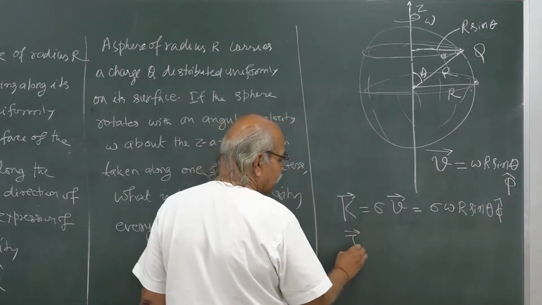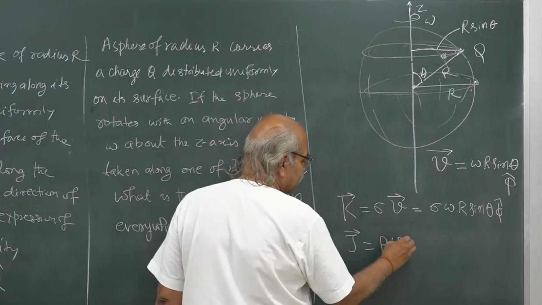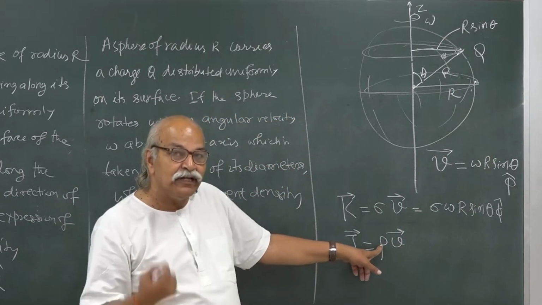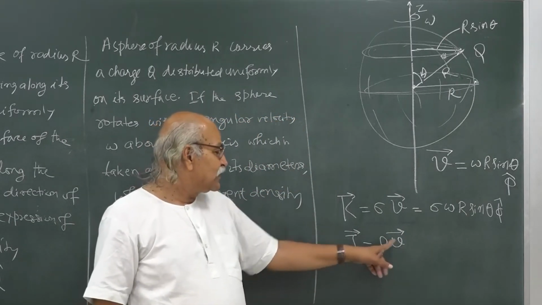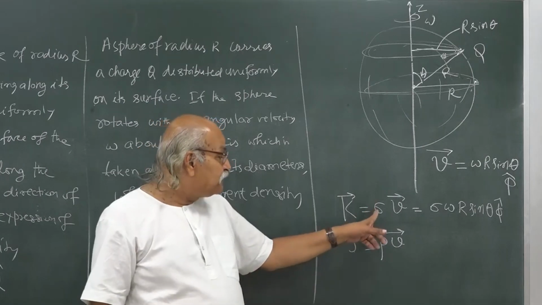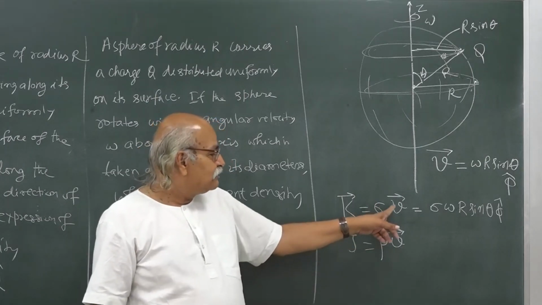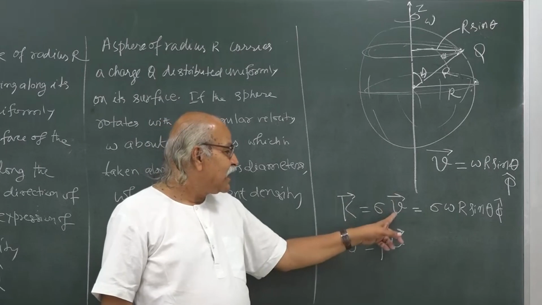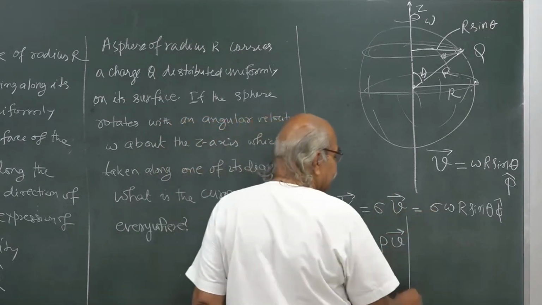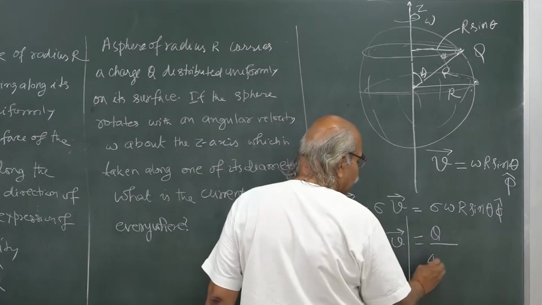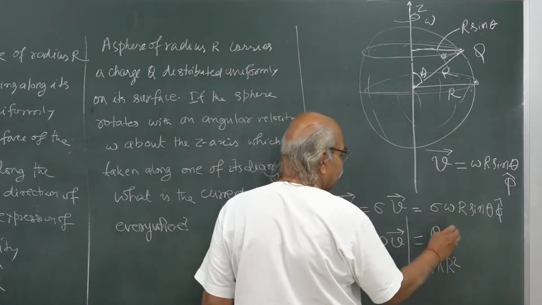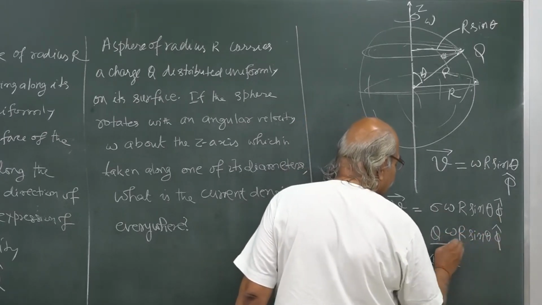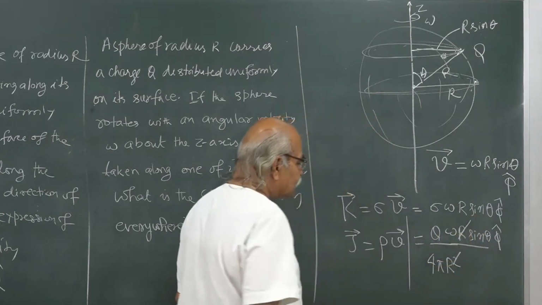J, volume current density, is rho times v. The volume charge density, how much charge per unit volume, that is rho, and then you get volume current density. And if you have surface charge density sigma and the velocity is v, then you get surface current density K equal to sigma times v, and hence, with sigma equal to Q by 4 pi capital R square, it is sigma omega r sin theta phi cap. One r you can cancel, and that is your answer.